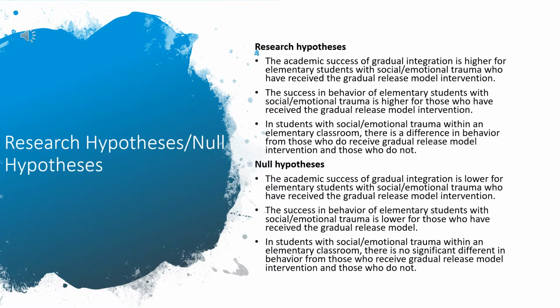So my research hypotheses are on the right, where you can see that the effect of a gradual release model intervention has a higher success rate of behavior and academic success for students with social emotional trauma. And my null hypotheses below talk about how the academic success of a gradual integration is lower for students, as well as lower for behavior and lower for the difference between the two.